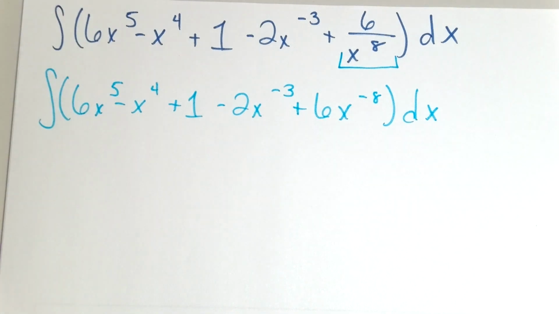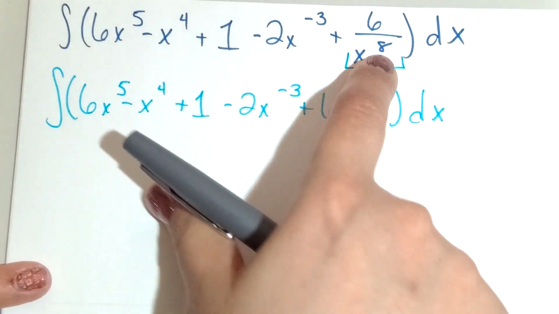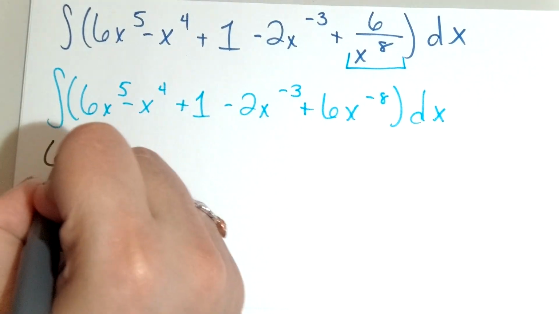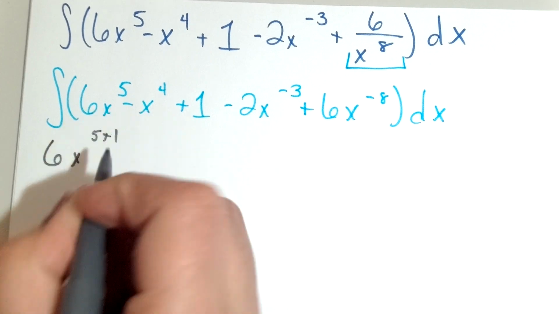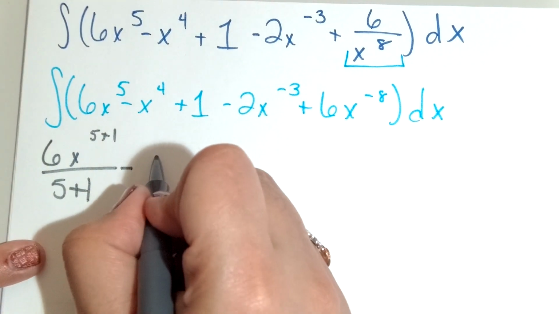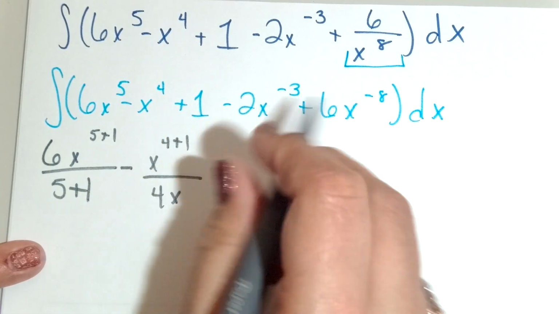So now I'm going to use the power rule because I've rewritten everything. I don't have any radicals. All of my exponents are in the numerator instead of the denominator. So I'm going to add 1 to the exponent, divide by that same thing. Add 1 to the exponent, divide by that same thing. Oops.